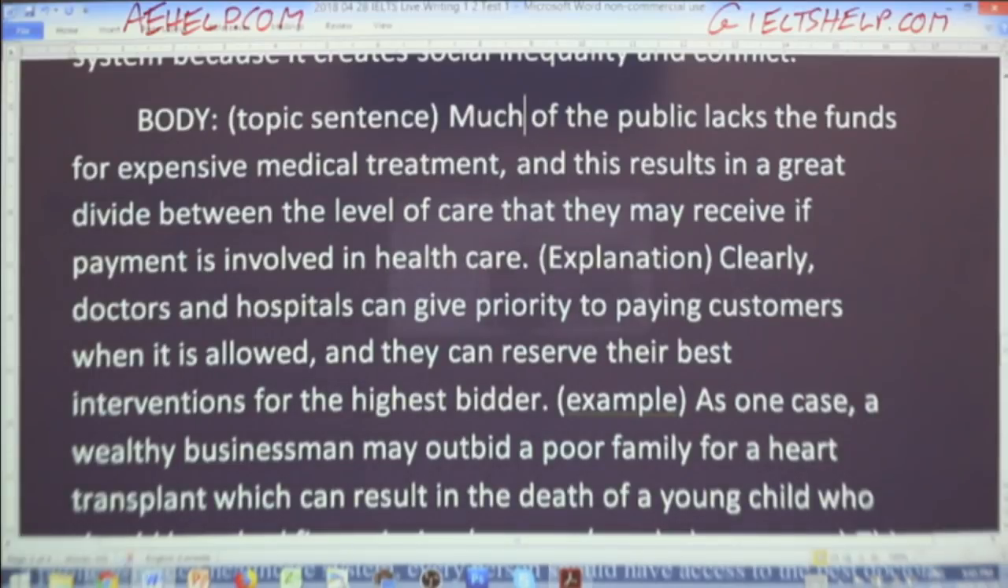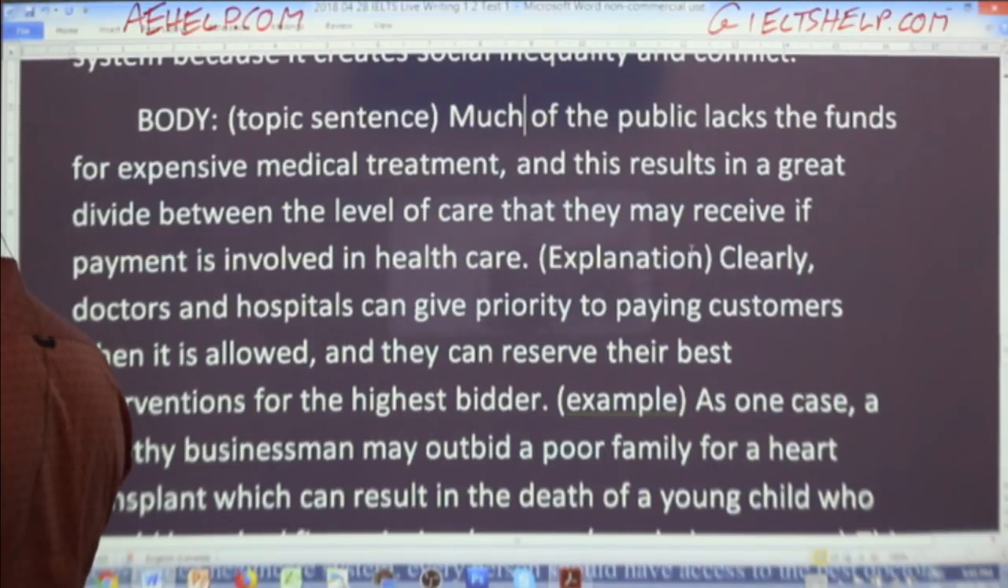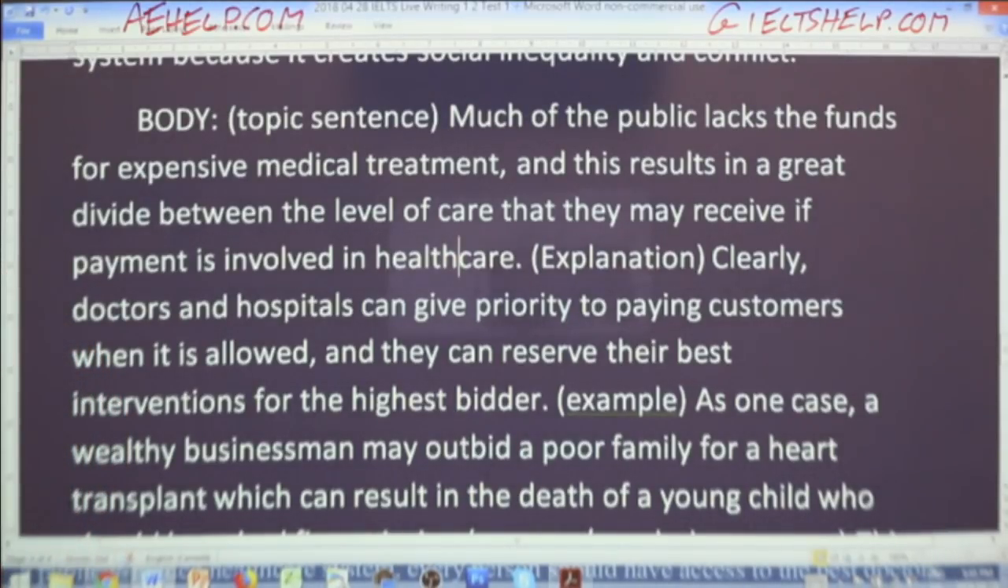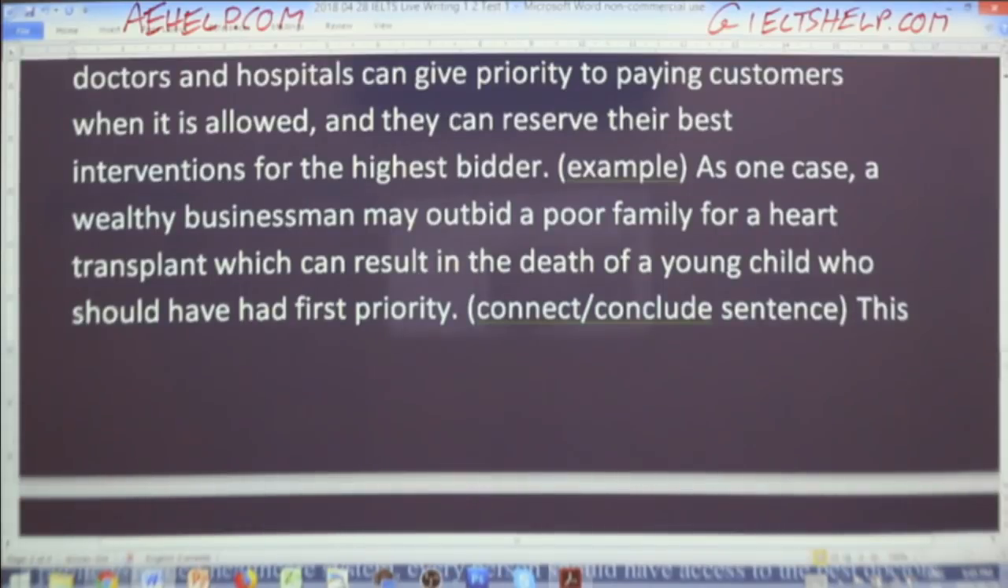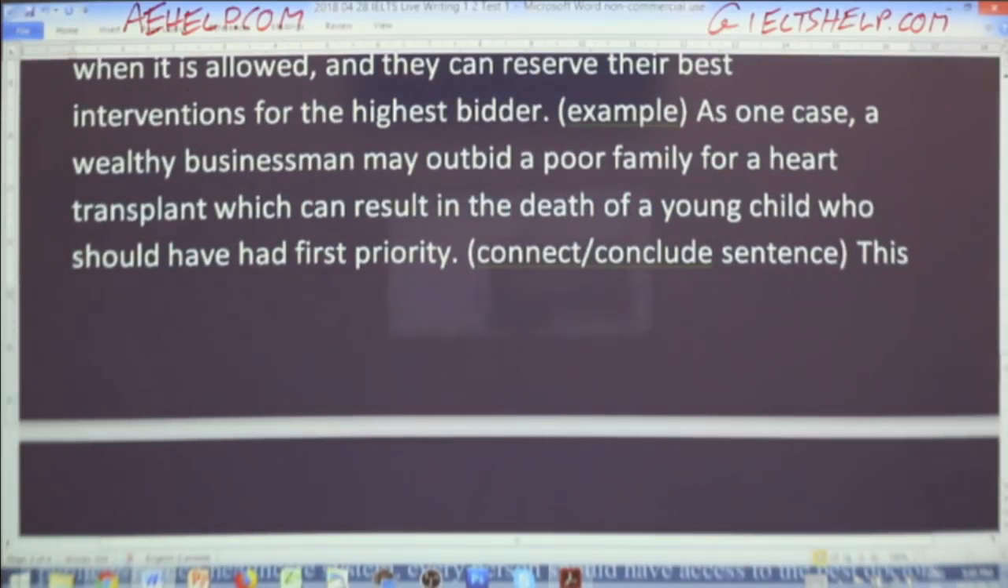Much of the public lacks the funds for expensive medical treatment, and this results in a great divide between the level of care that they may receive if payment is involved in health care. Clearly, doctors and hospitals can give priority to paying customers when it is allowed, and they can reserve their best interventions for the highest bidder. As one case, a wealthy businessman may outbid a poor family for a heart transplant, which can result in the death of a young child who should have had first priority.